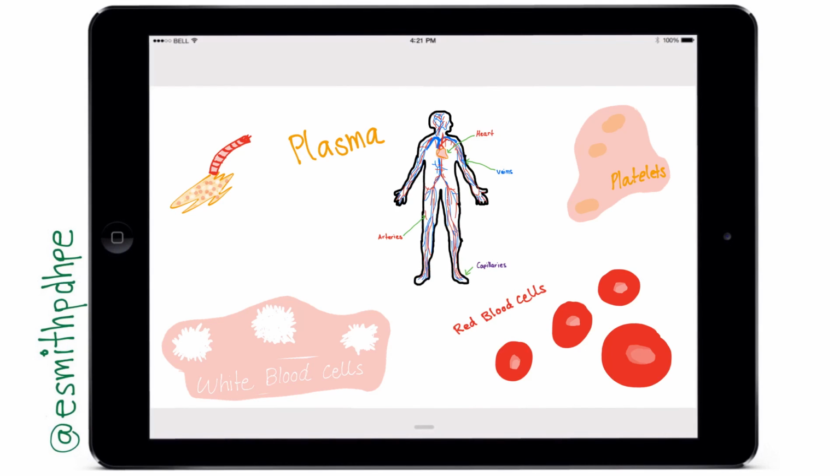As you can see, red and white blood cells, platelets and plasma all have a very important role in making sure the circulatory or cardiovascular system distributes blood around the body.